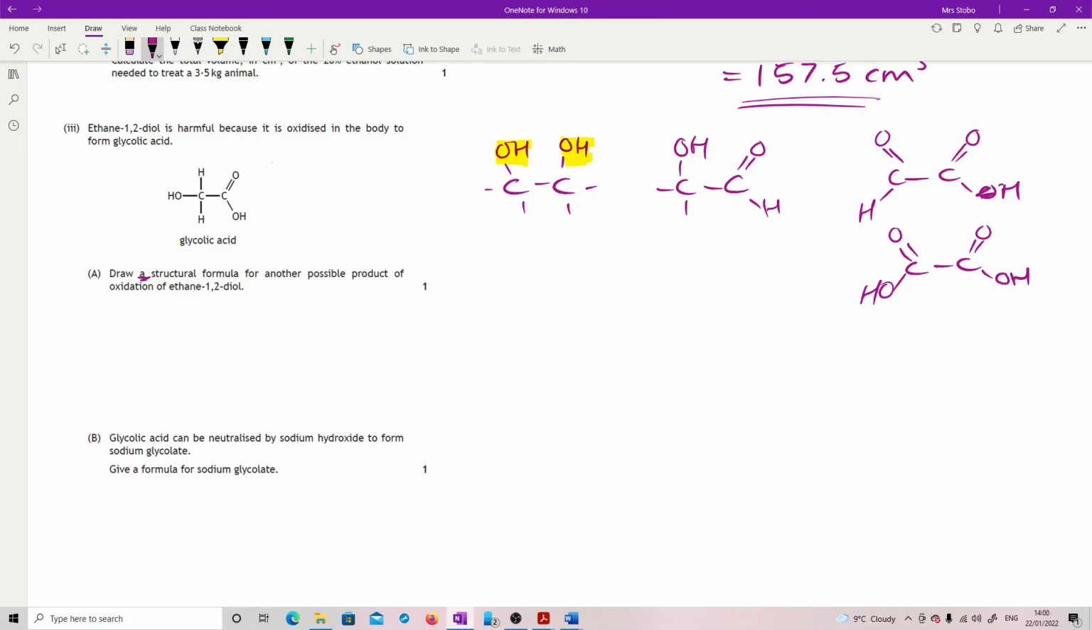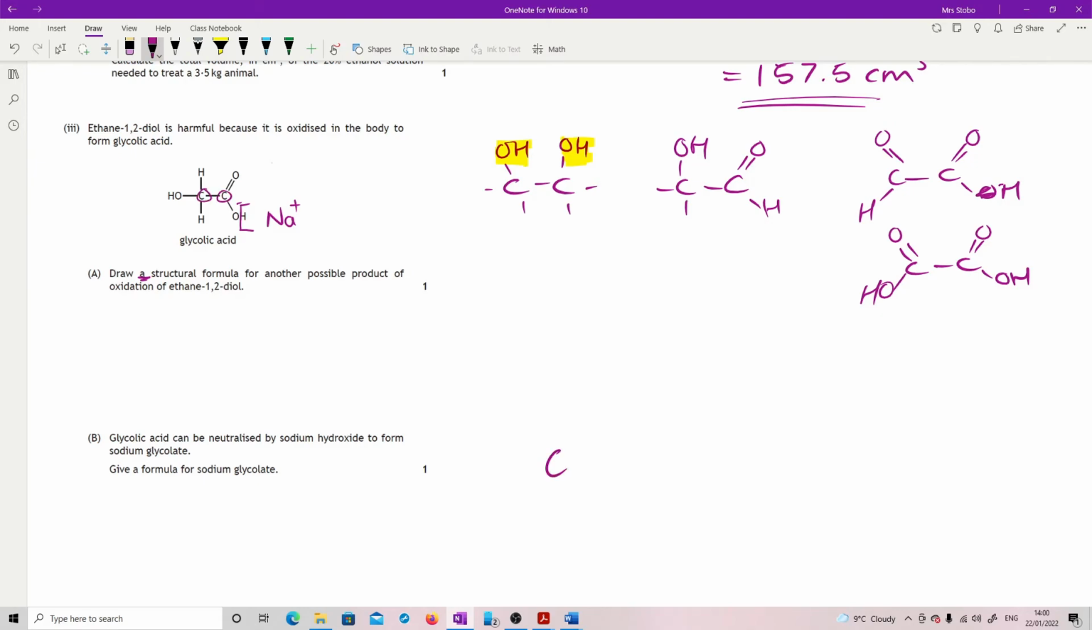Glycolic acid can be neutralized by sodium hydroxide to form sodium glycolate. Give a formula for sodium glycolate. Okay, so what we have here is this hydrogen would be removed and it would attach to sodium. That would be an O minus, Na plus. But it's asking for a molecular formula, not a structural formula. So let's do some counting.